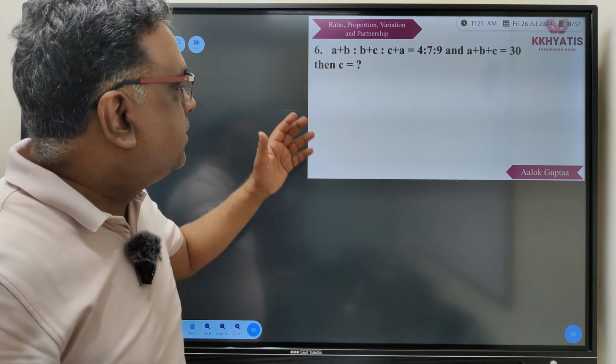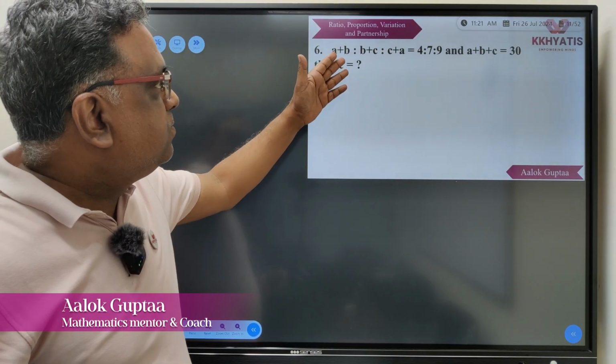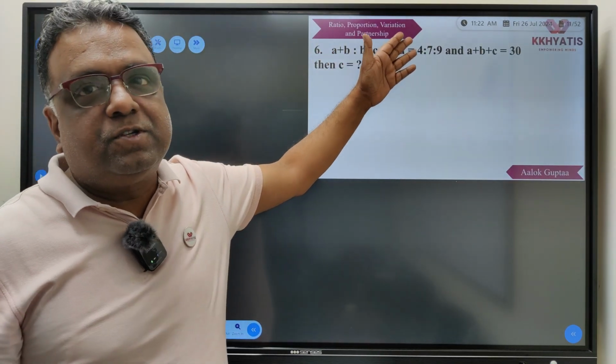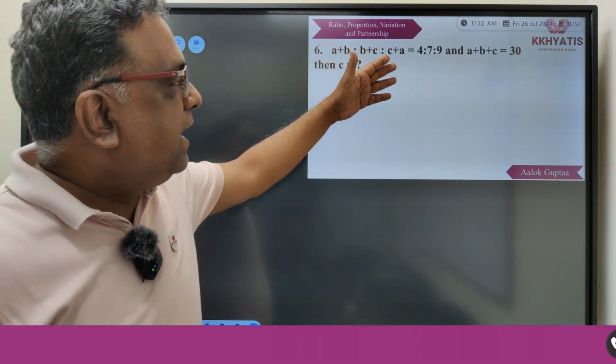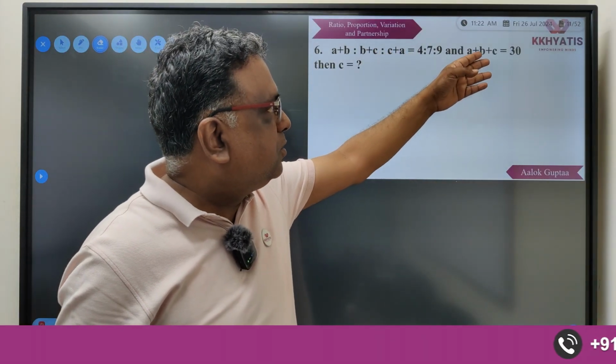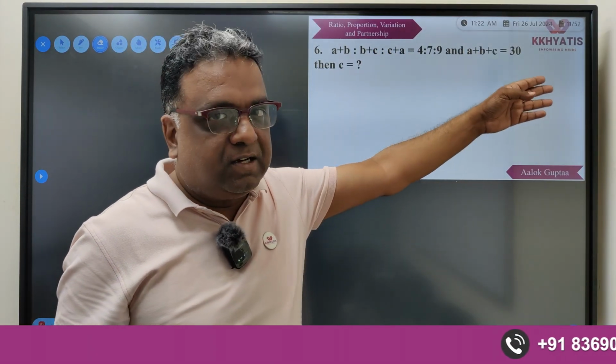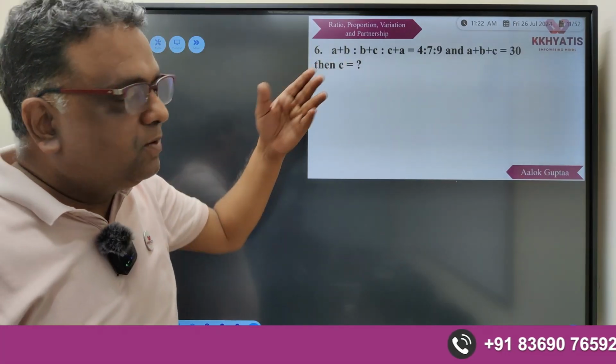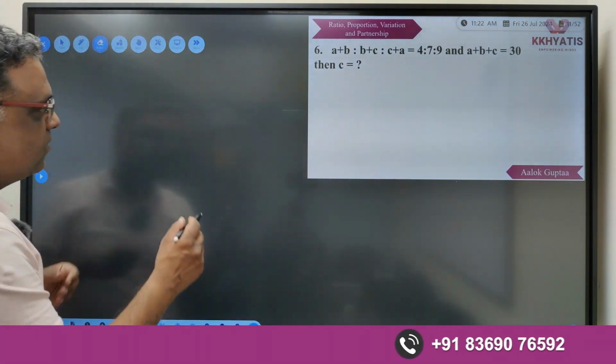So here we have A plus B is to B plus C is to C plus A is 4 is to 7 is to 9. And in terms of actual quantity, the total of A plus B plus C is 30. I have to find the value of C. So let us try to find out.